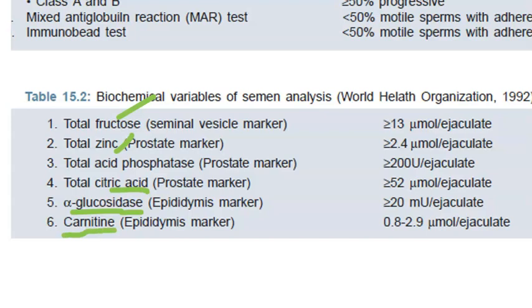Can you see all this, people? And everything should be greater than. Okay, see, what all should be there? Fructose, zinc, acid phosphatase, citric acid, alpha glucosidase, carnitine. Can you say all this? This is very difficult for you to say. Try.